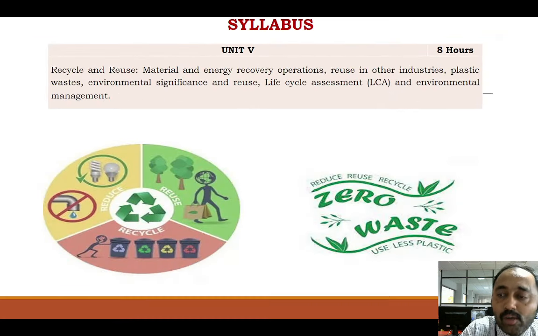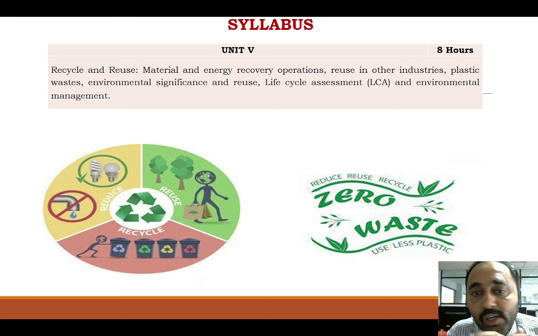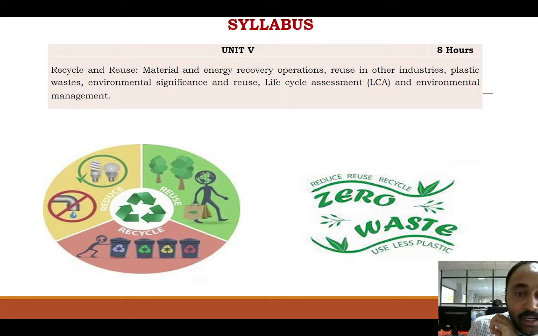And lastly, when I talk about all this process like collection and transportation, treatment, disposal, we need to know the 3 R's that are there, that is reduce, reuse and recycle. So the 5th unit is basically on this particular component, where material and energy recovery operations are done in particular industries, how plastic waste is managed, which is very important as an essential commodity, right? Nowadays, all are using plastic. What can be the alternative things that you can use to reduce it? And also the life cycle assessment and environmental management will be told to you. So you can see the 3 R's that are considered.